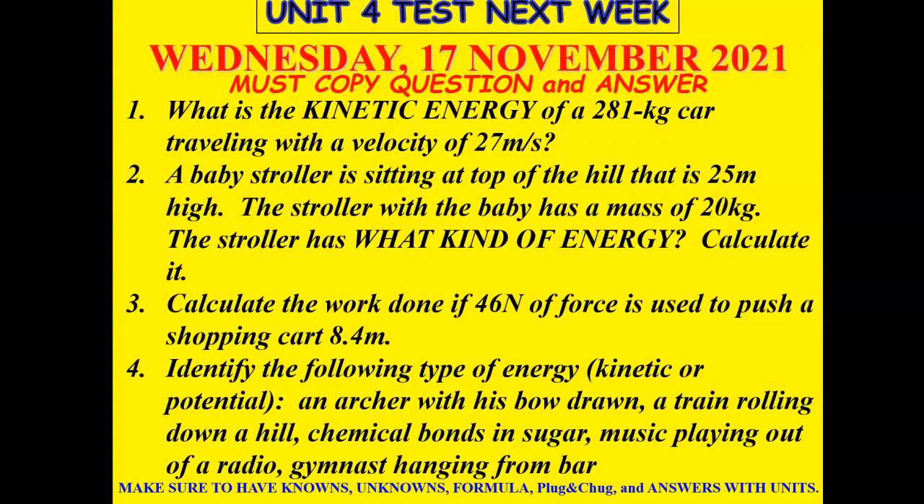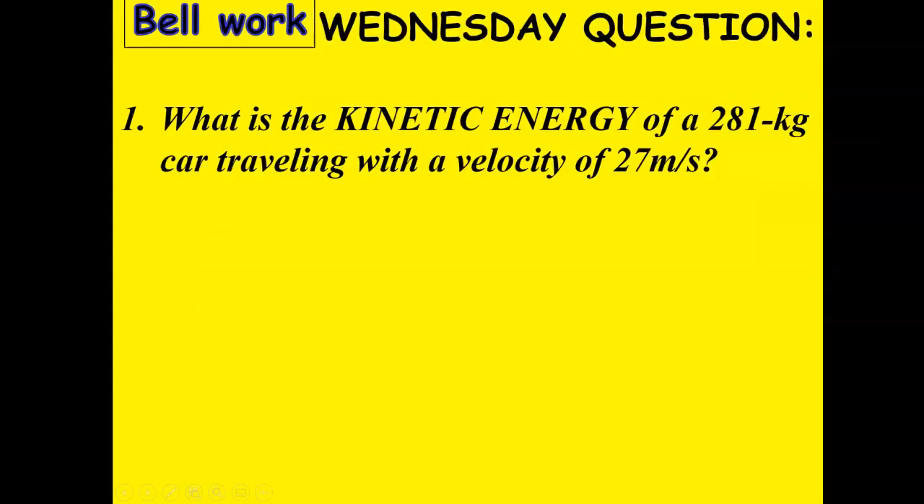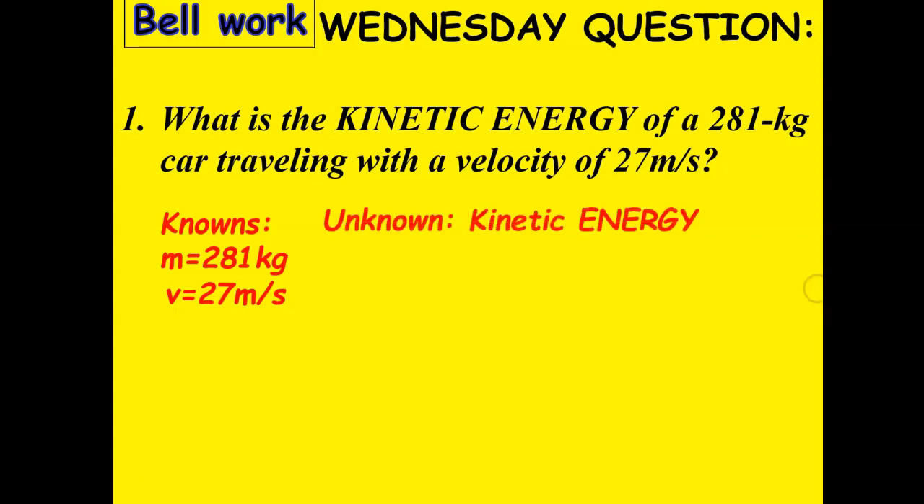So, first question is a kinetic energy problem. It says, what is the kinetic energy of a 281 kilogram car traveling with a velocity of 27 meters per second? So again, you list your knowns and your unknowns. Our knowns are 281 kilograms, which tells me its mass, and a velocity of 27 meters per second. Again, meters per second tells me I have velocity. It's asking me for kinetic energy.